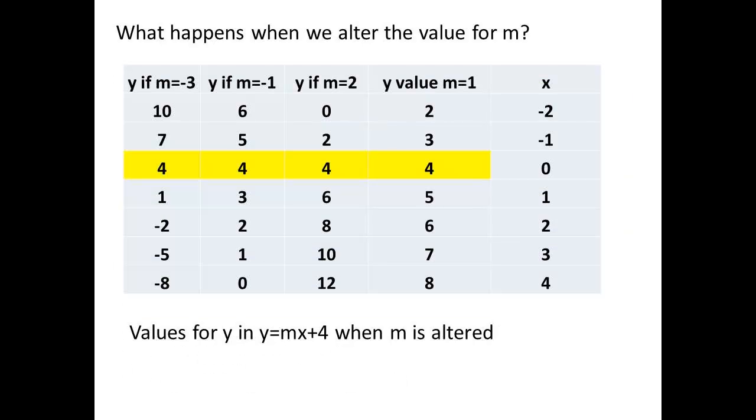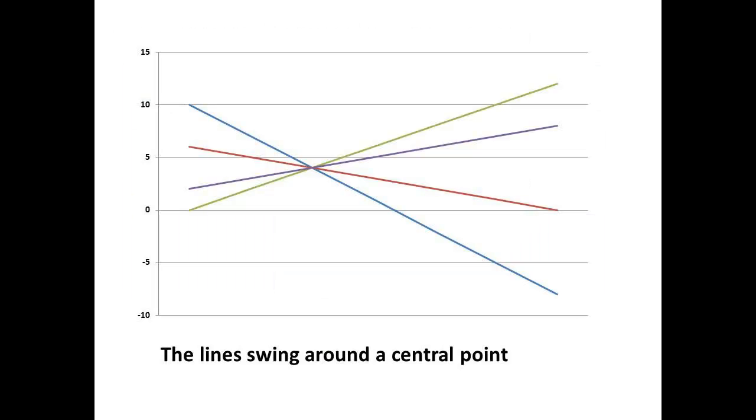The table here is for varying values of m for the equation of the form y equals mx plus 4. We can see there is a value when x equals 0, in this case, when the y values will be the same. We plot the y values on a chart for each line. We can see that what happens is that the lines will pivot around a central point.